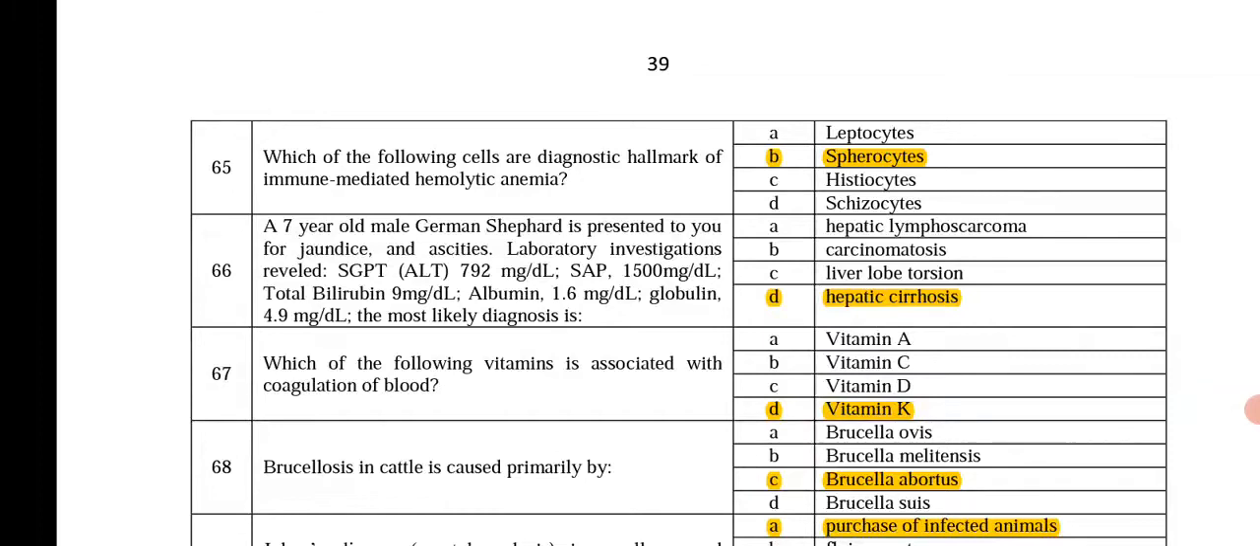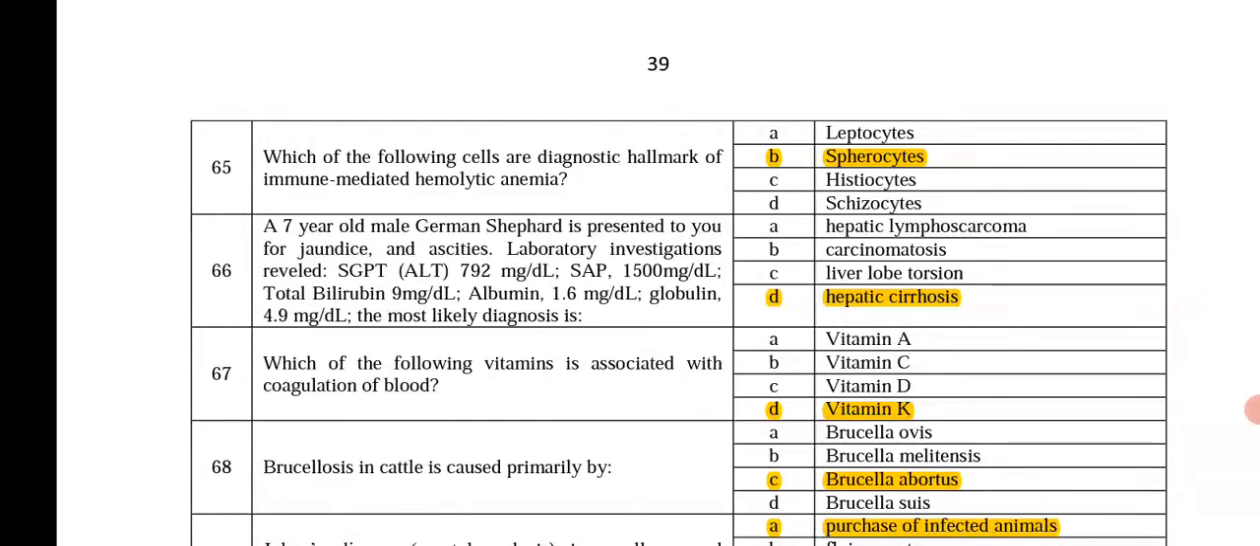A 7-year-old German Shepherd is presented to you for jaundice and ascites. Laboratory investigations revealed SGPT, SAP 1500, total bilirubin 9 milligram per deciliter, albumin 1.6 milligram per deciliter, globulin 4.9 milligram per deciliter. The most likely diagnosis is hepatic cirrhosis.